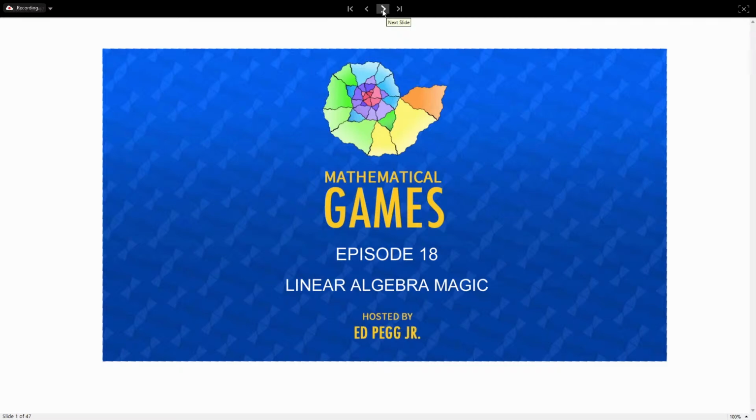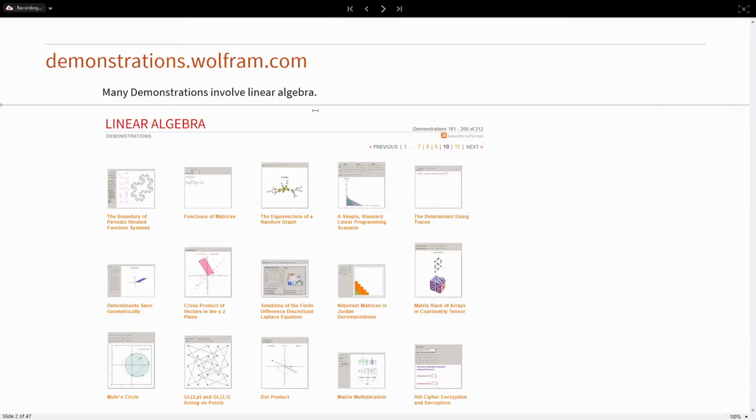And there's a collected book about Dr. Matrix. It's one of the 15 books by Martin Gardner. So, of course, we've got many demonstrations involving linear algebra, and I'll be talking about some of them here.